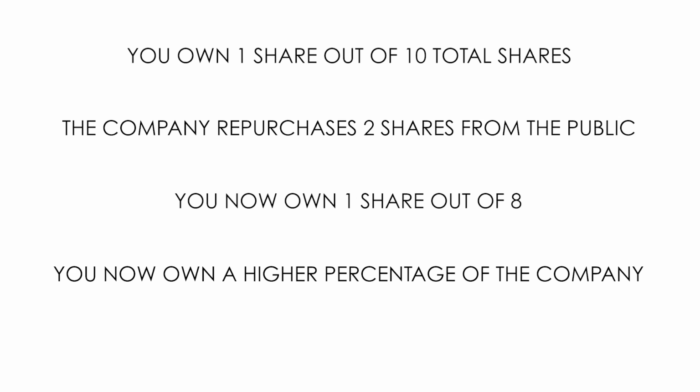So again, just to give you a simple example, imagine that you had 1 share out of 10 total shares. So a business on the public markets had 10 total shares and you had 1 share. That would mean you had 10% ownership. You could then imagine that the company repurchases or buys back 2 shares. Okay, now you have 1 share out of 8. So you have the same number of shares, but you have a bigger percentage of the company. It's like the pizza, the pie has been cut into a smaller number of pieces. So your one piece is now a larger piece of the pie.